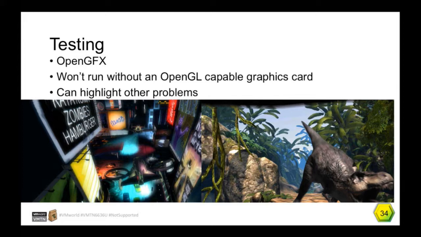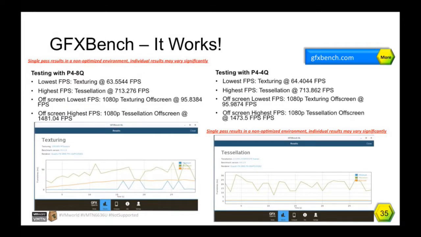The testing I did was with OpenGFX. So OpenGFX won't even load unless you have an OpenGL capable GPU. So it loaded. If it doesn't load, you can start troubleshooting there, making sure the driver and everything's in place. Then you can actually use OpenGFX to troubleshoot other things, other performance-related issues as well. So here are some of the screenshots and some of the high and low points on my GFX benchmarking that I did. And really, it's not even a benchmark. It was just a single pass test. And you can see I was pulling 63 frames per second on the low end on-screen rendering with the 8Q profile, which is the large profile. And then with the 4Q profile, I was pulling 64 frames per second.